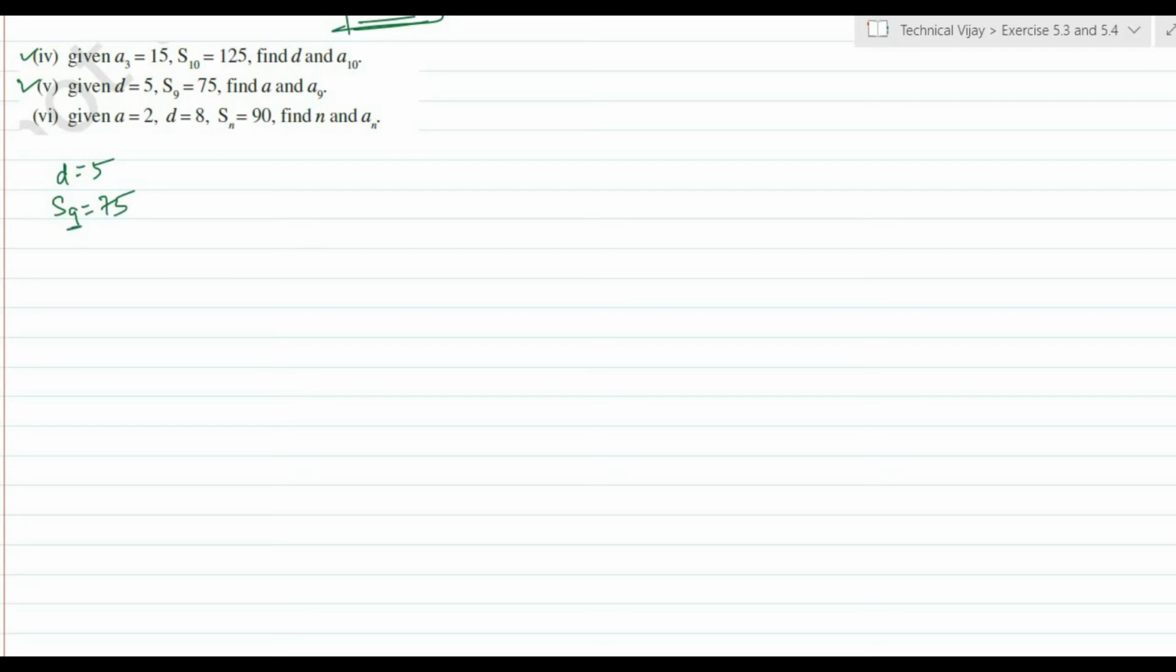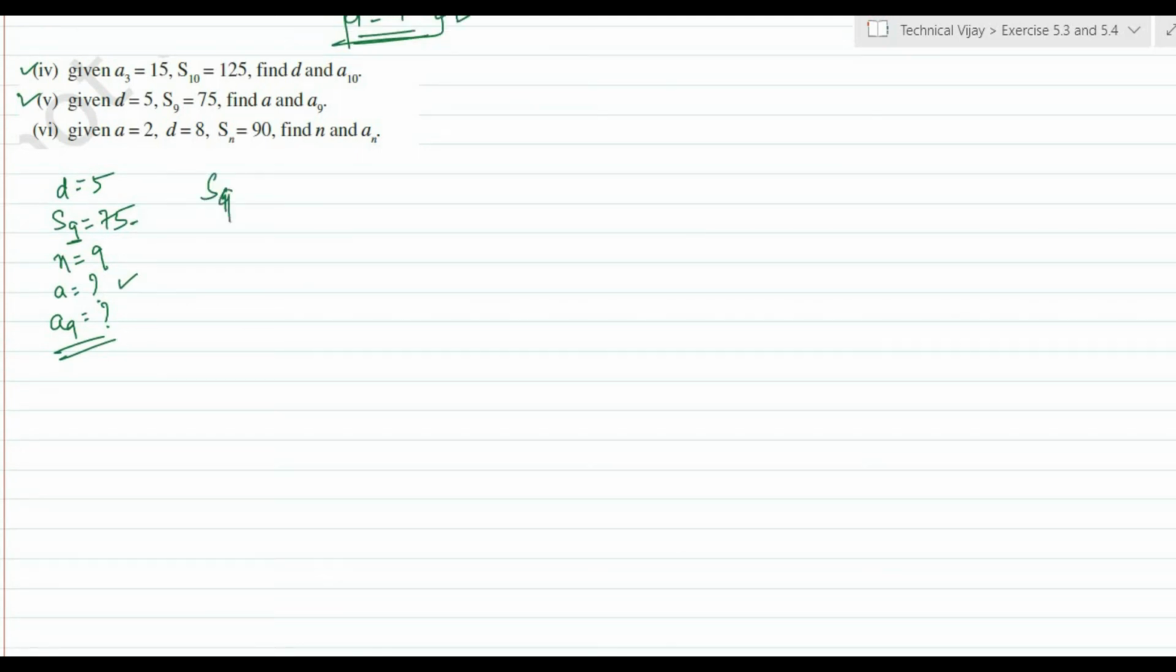So S9 means the number of terms is equal to 9. So find a and a9. This is, a is equal to what, and a9 is equal to what. So here, to find a, we will use this formula: S9 is equal to n by 2 into 2a plus (n minus 1) into d. S9, he has given the value, that is 75.